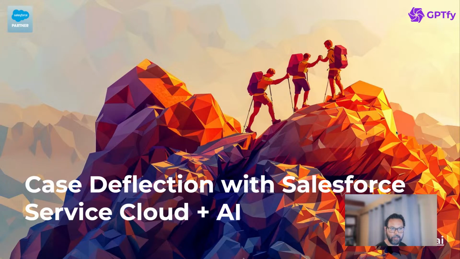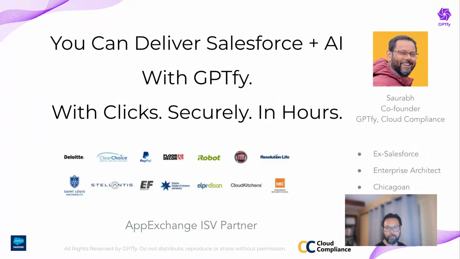Thanks everyone for joining. My name is Saurabh Gupta. I am the co-founder at GPT-5 and Cloud Compliance. We are a Salesforce AppExchange ISV partner and we focus on data security and AI. I'm based in Chicago. I spent a lot of time at Salesforce, and in my prior life, I was an enterprise architect. So that is my background.